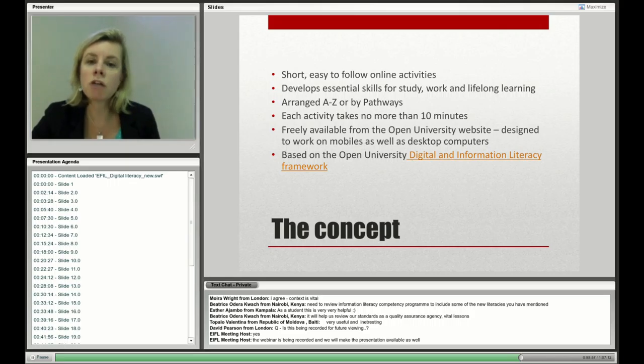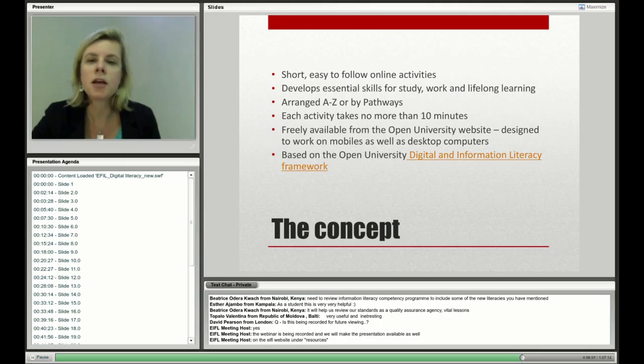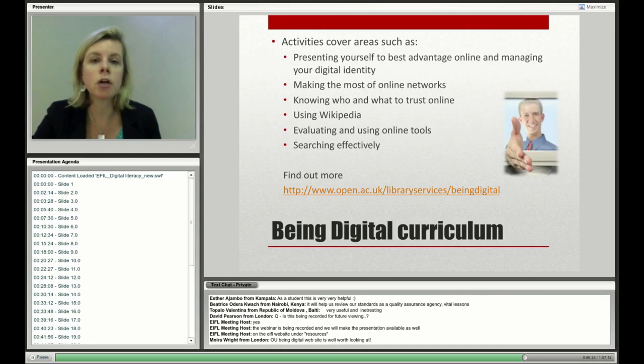So I would encourage you to follow the links at the end and have a look at some of the activities that are there. Each activity is designed to take no more than 10 minutes, and it covers a really wide range of digital and information literacies, and it's based on the Open University's Digital and Information Literacy Framework, which I would encourage you to have a look at as well, because that's another really good framework.